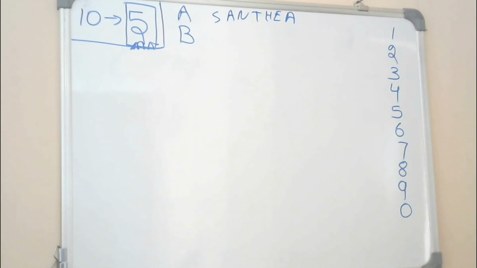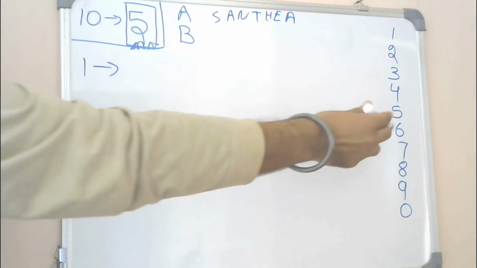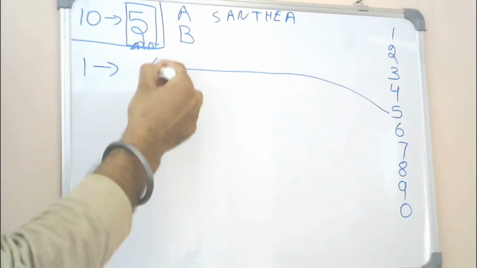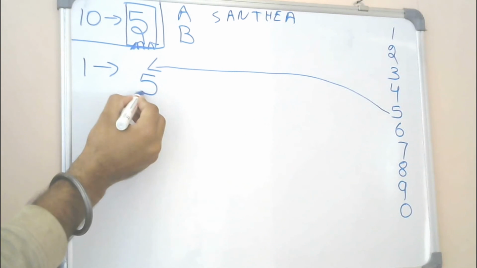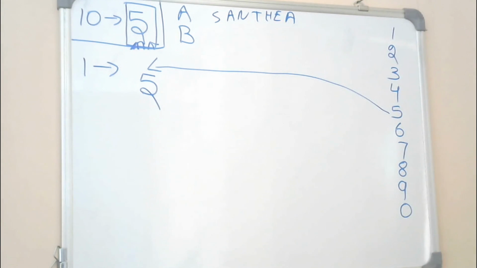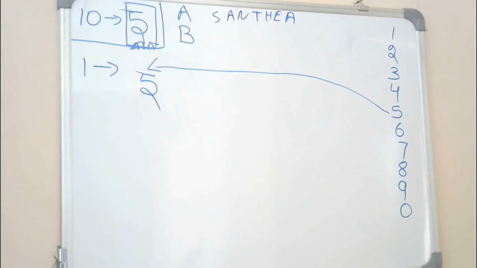First step, how to write it. I will get this 5 from here. And then you do like this. Simple. This is how you will write this letter. Use a 5 to write this letter.